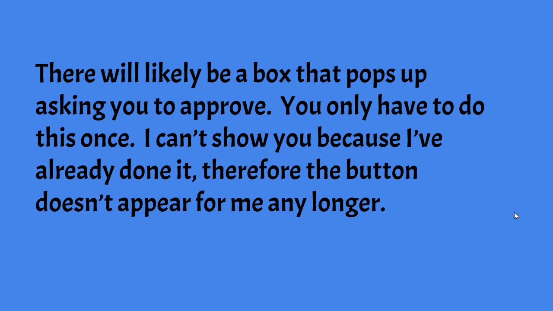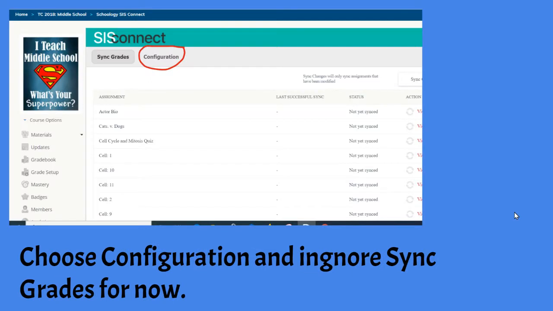And you only have to do this one time, the very first time that you set it up. So since I've already done that, mine won't generate again. So I can't show you what that looks like, but it's just a little blue box where you have to click approve. And so if you just click approve there, you will get to the SIS Connect screen, and there are kind of two tabs at the top. And we're going to ignore sync grades for now and focus on configuration.